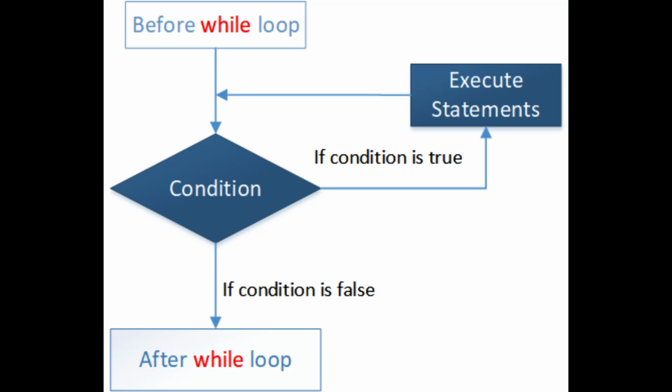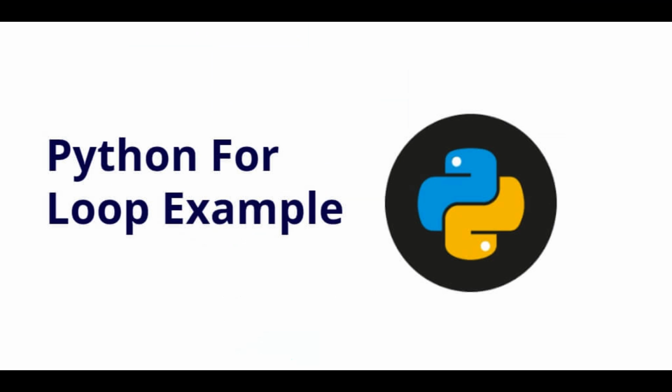Python for loops. A for loop is used for iterating over a sequence, that is either a list, a tuple, a dictionary, a set, or a string. This is less like the for keyword in other programming languages, and works more like an iterator method as found in other object-oriented programming languages. With the for loop we can execute a set of statements, once for each item in a list, tuple, set, etc.